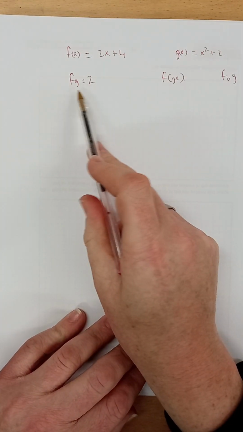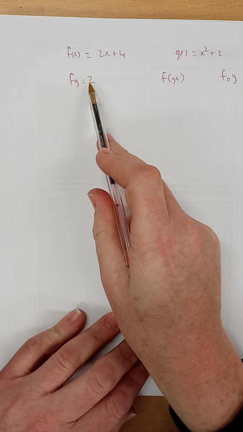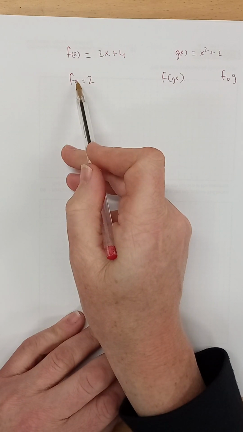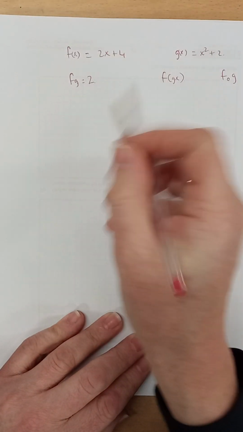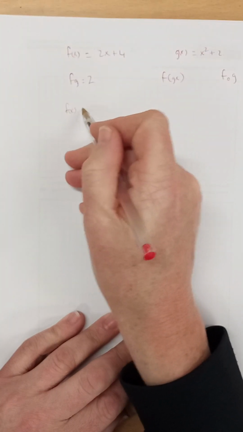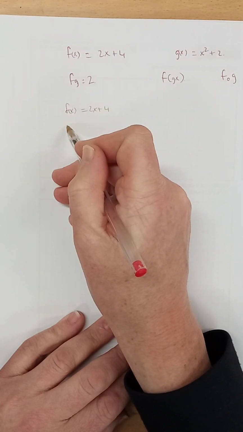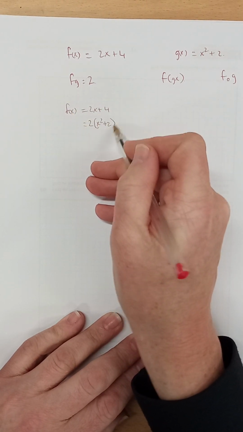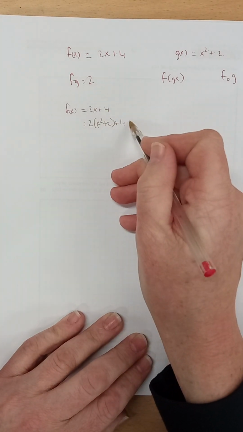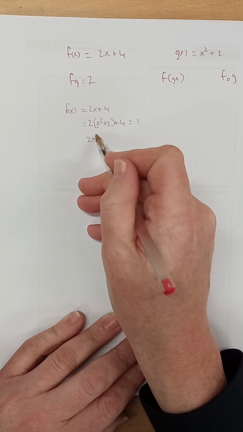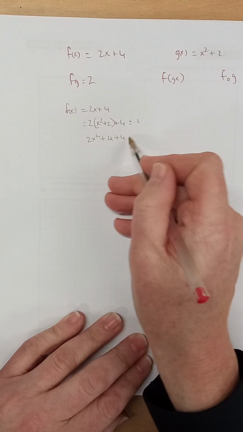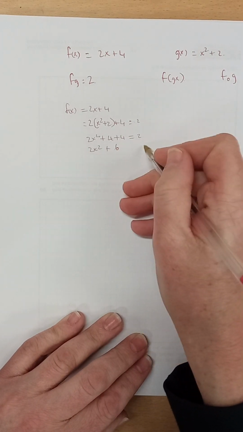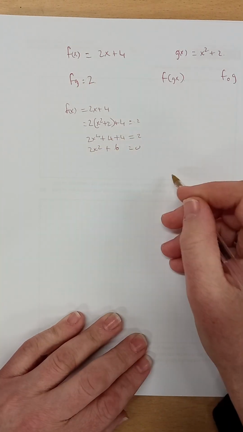In this case what they'd be saying is take the g of x, pop it in here. So the f of x is 2x plus 4. If I replace x with g, that means 2 times g instead of x, and then make the answer equal to 2. So that would be 2x squared plus 4 plus 4 equals 2. That'll be 2x squared plus 8, take away 2 plus 6. So that would be your new function.